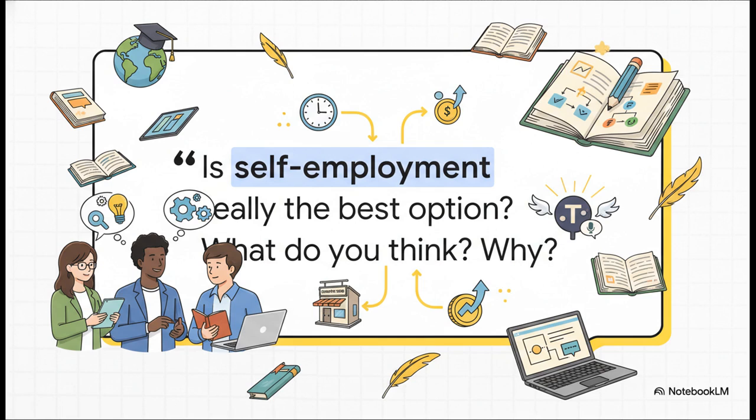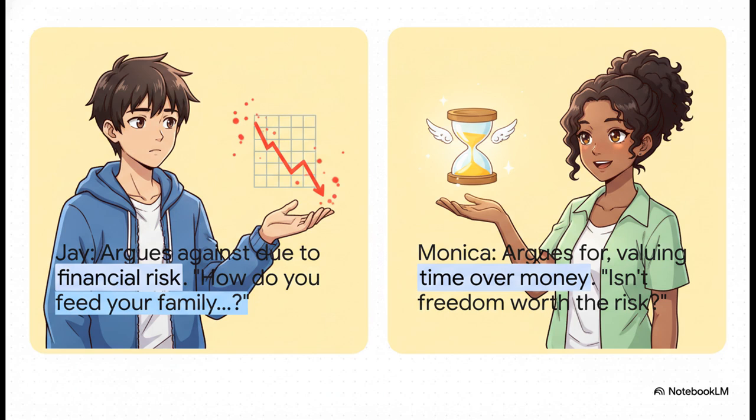So every discussion starts with a question from a professor. In this case, the topic is self-employment. And you can see it's a pretty open-ended question. It's designed to make you take a side and then argue for it. So, before you start writing, you'll see 2 posts from other students. Here, you've got Jay, who's focused on the financial risk. But then you have Monica, who's all about the freedom and being your own boss. Your job is to read these, understand them, and then add your own unique take. You're not just answering the professor anymore. You're actually engaging with your classmates.